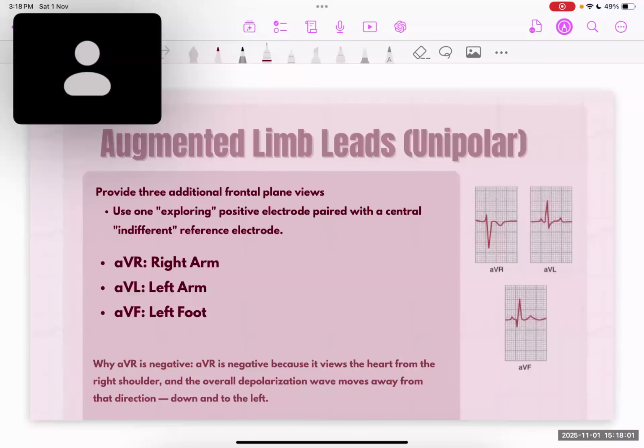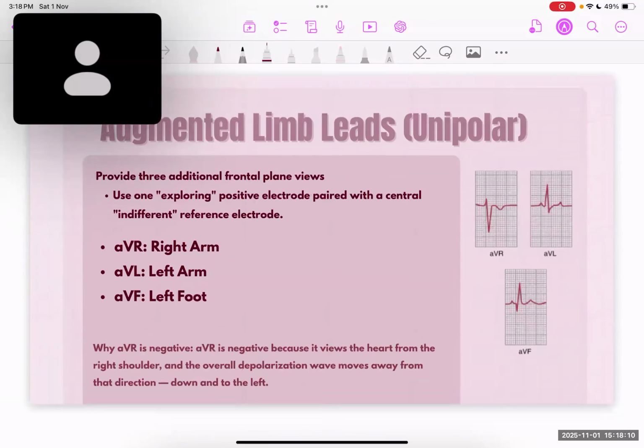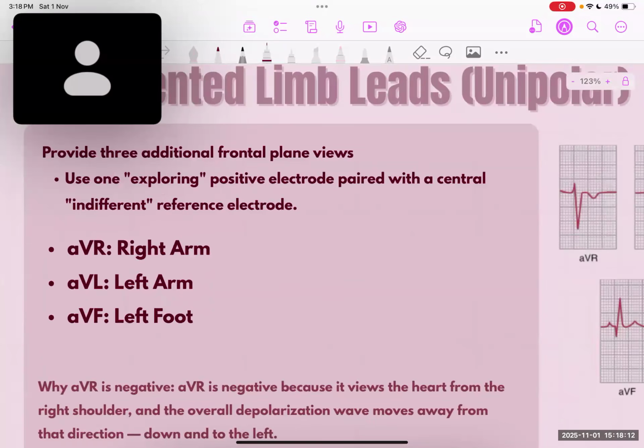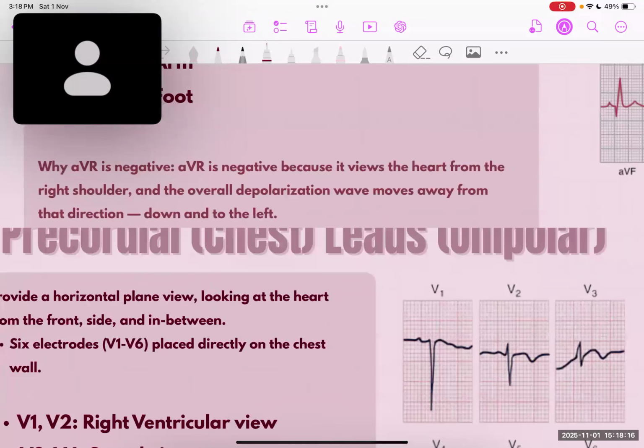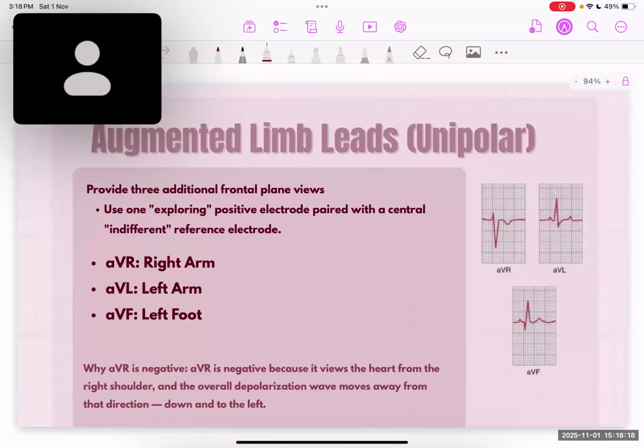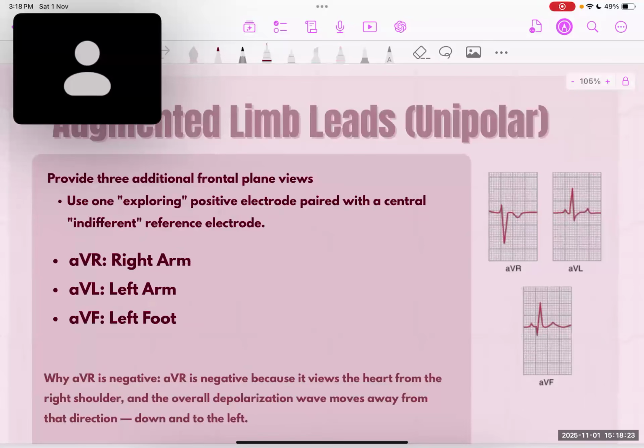So let's say your electrode is placed at the right arm, the reference one is going to be an average of the left arm and left foot. So the average of the other two. Let's start with the first one, which is AVR. AVR, the positive electrode, where is it going to be placed? The right arm. AVL, it's going to be placed at the left arm, and AVF will be placed at the left foot.